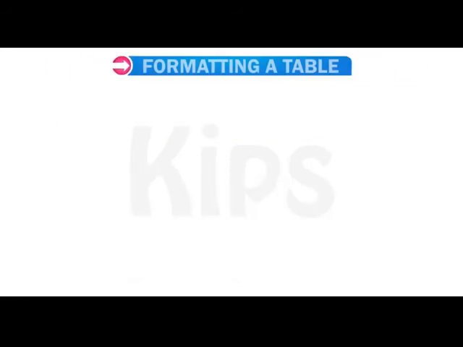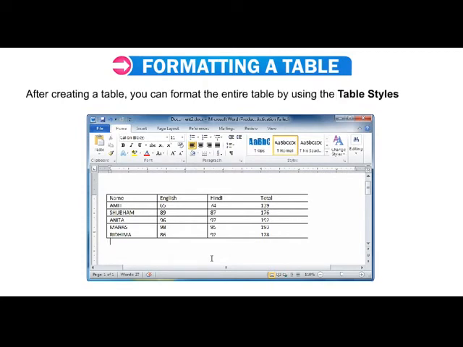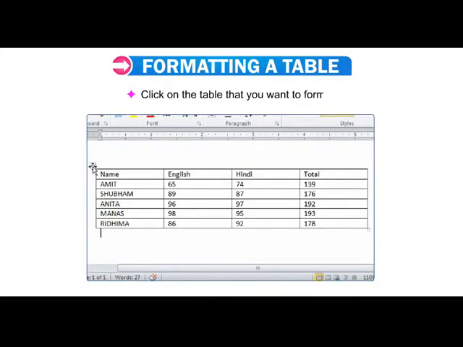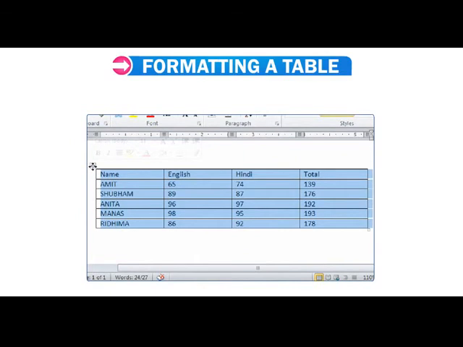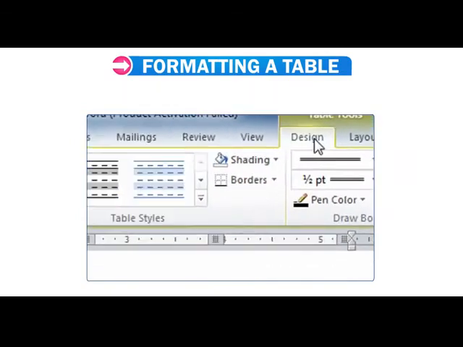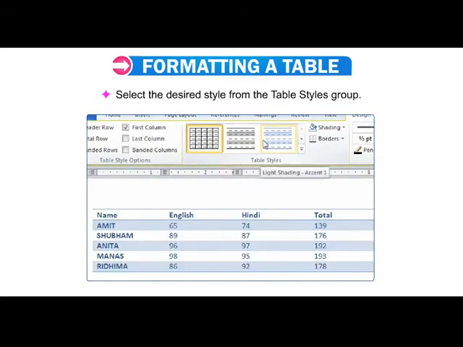Let us now find out how to format a table. Formatting controls the overall appearance of a table. After creating a table, you can format the entire table by using the Table Styles feature. Click on the table that you want to format. Under Table Tools, click on the Design tab. Select the desired style from the Table Styles group.